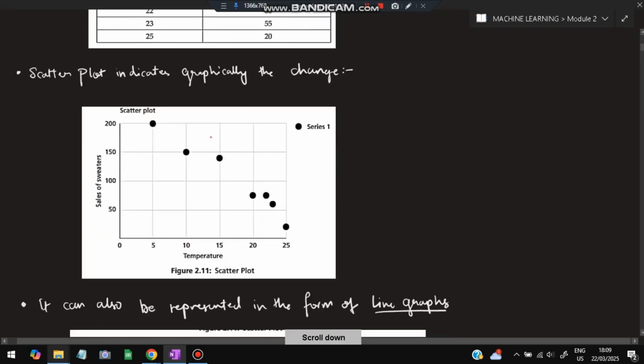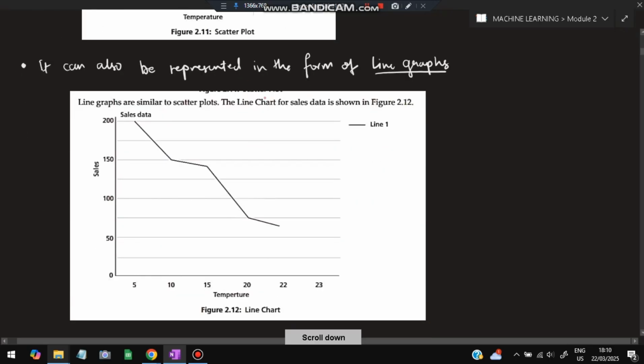Now the graph can be plotted here. A scatter plot is used to represent bivariate data. The points are marked with respect to temperature and sales. As you can see, there is a decline in sales when the temperature increases. This is the observation we get. It can also be represented in the form of a line graph. If we draw a line between those dots, we get a line graph. So there are two ways in which we can represent bivariate data: the scatter plot, and second, the line graph.